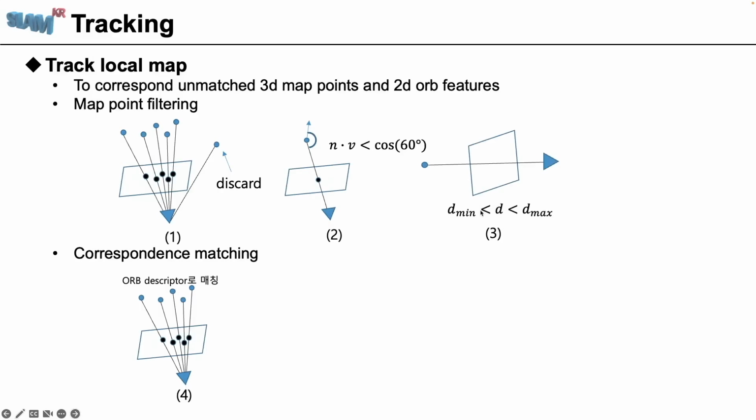So if the point is very far away or very close to the camera, then we remove it to retain a compact map representation. And the surviving map points are matched by ORB descriptor for later tracking.